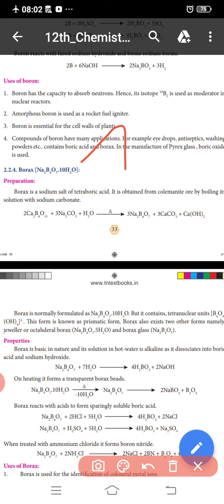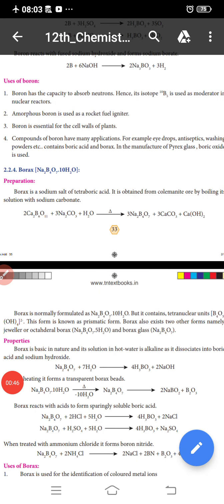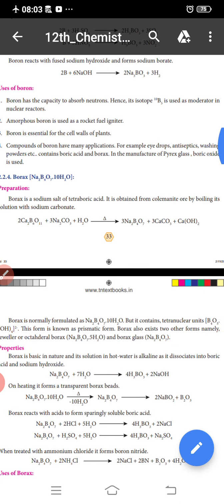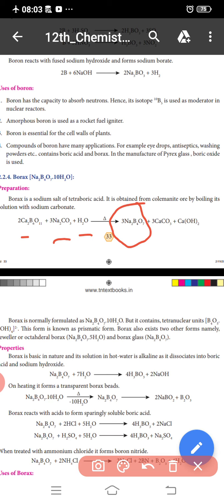The preparation of borax. Borax is a sodium salt of tetraboric acid. It is obtained from the colemanite ore by boiling the solution with sodium carbonate. So the reaction: this is the colemanite, colemanite reacted with sodium carbonate and water gives Na2B4O7, this is the borax.